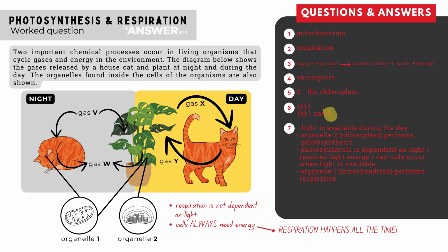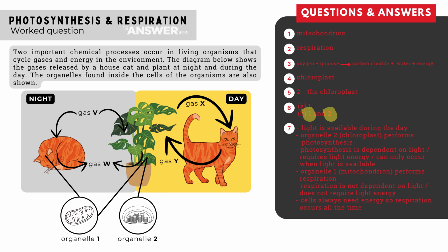For organelle 1, the mitochondrion, this performs respiration, and respiration is not dependent on light, or it does not require light energy, and more importantly, cells always need energy to perform their metabolic processes. So respiration occurs all the time, day or night. So a question like this could count a number of marks because you had to explain your reasoning for choosing both organelle 1 and organelle 2.